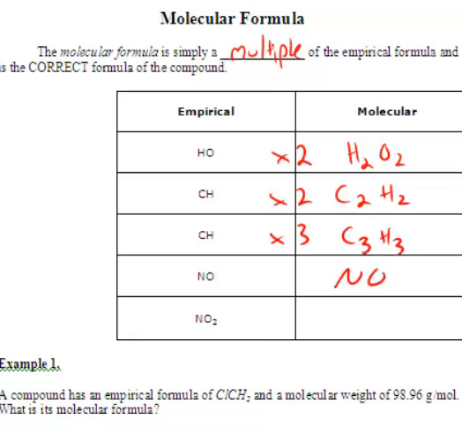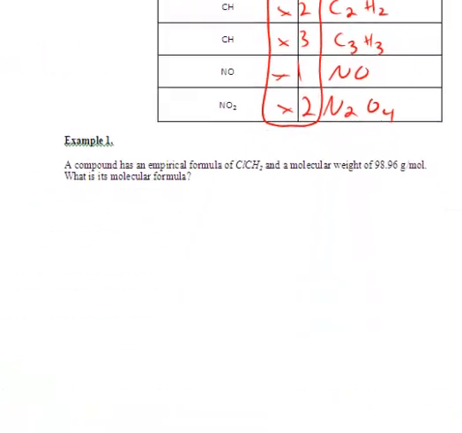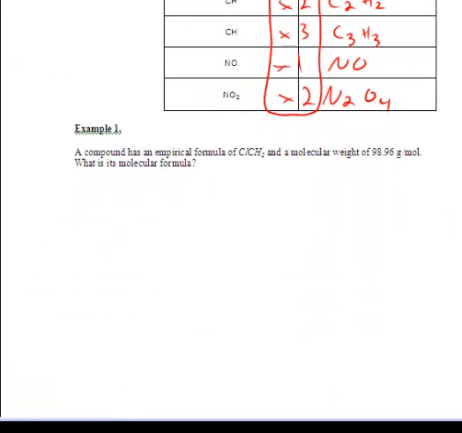NO, we could just have it as NO. Sometimes the empirical and molecular are the same. All that means is that the ratio is 1. And the last one, N2O4, is NO times 2. Sometimes you can times it by 6. It doesn't matter as long as you know that the difference between the two is just some whole number multiple bigger. So let's look at the formula.